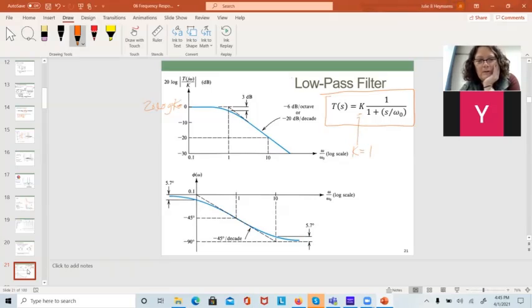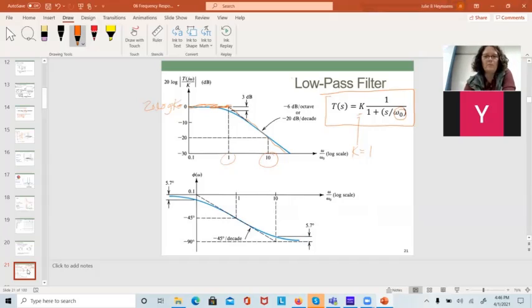So I start out here. When I get to whatever my omega naught is, my actual function is going to be 3 dB below where it's at. That's why I keep calling it the 3 dB frequency. But my Bode plot approximation is just a straight line. And beyond that point, every time I increase by a factor of 10, I am going to go down 20 dB. Really good Bode plot to know. Most important one you can do.